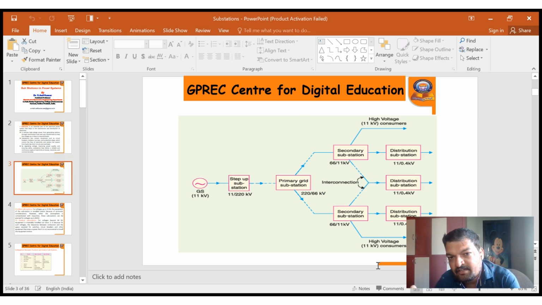Again from 220 kV, we step down to 66 kV. From 66 kV, we step down to 11 kV. And from 11 kV, we are giving to the high voltage consumers, or from 11 kV, we are using the secondary distribution system where we convert the 11 kV to a 440 volts substation. This is a general block diagram of generation, transmission, and distribution, which contains the various substations.